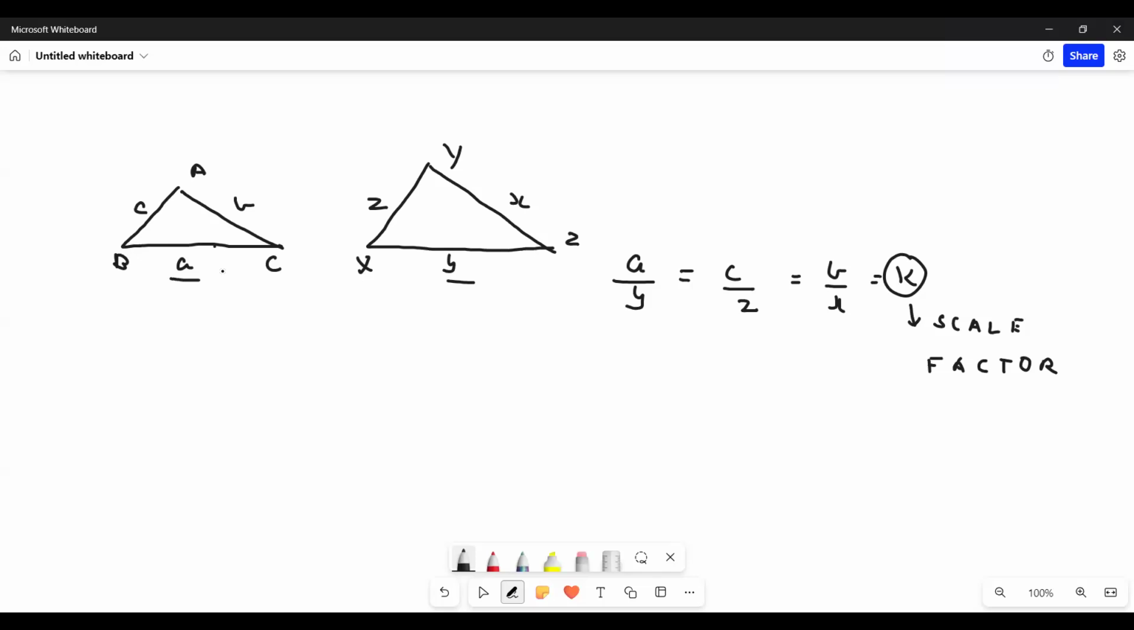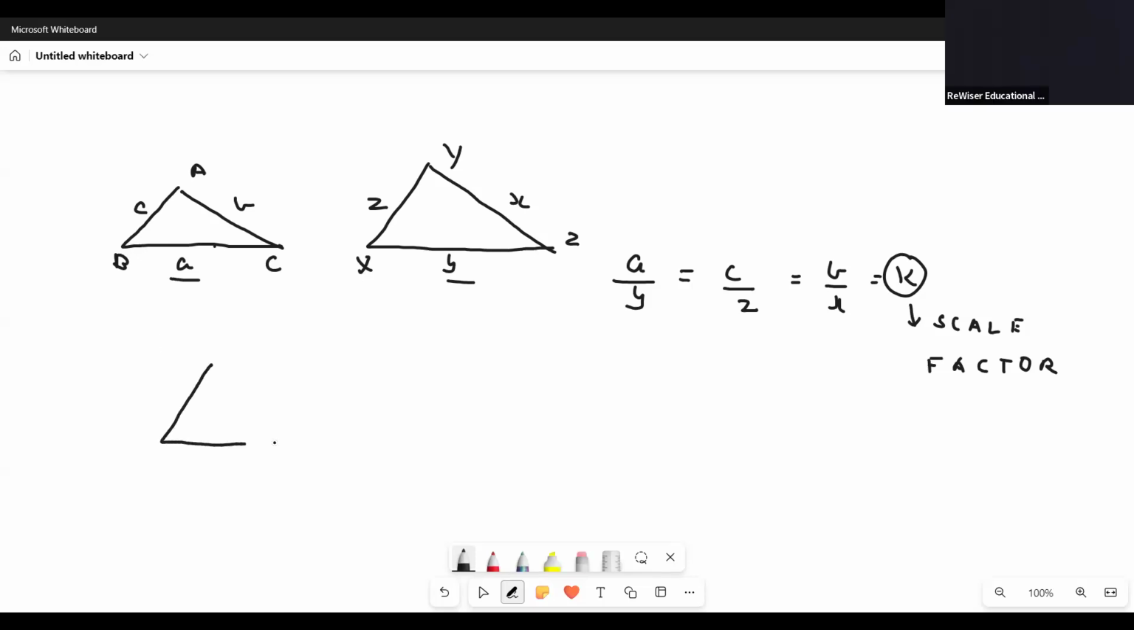Yes, sir. Now, the questions asked are like this. Suppose I have a triangle ABC. So this side is 6, this is 7, and this is x.